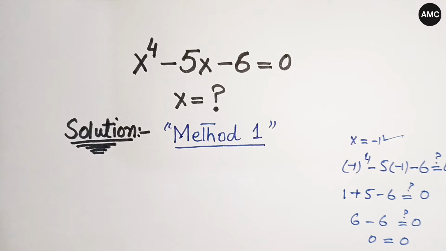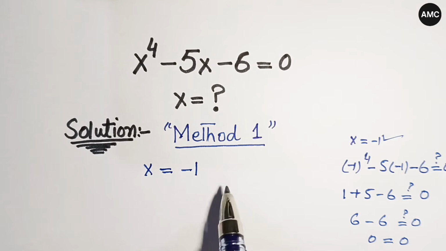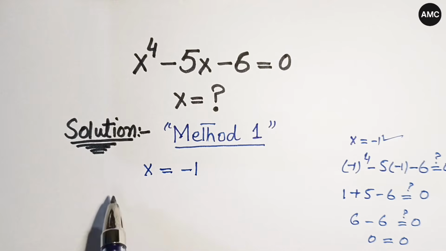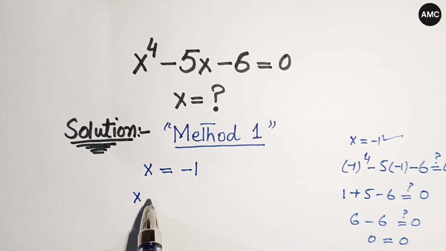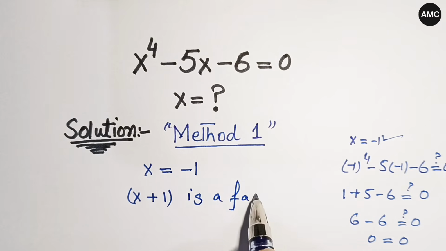It means that x plus 1 is a factor. To find the other factor, we are going to use synthetic division. So first of all, here x is equal to minus 1. It is actually a solution, and then we have a factor like x plus 1. So to find the other factor, we are going to use synthetic division.